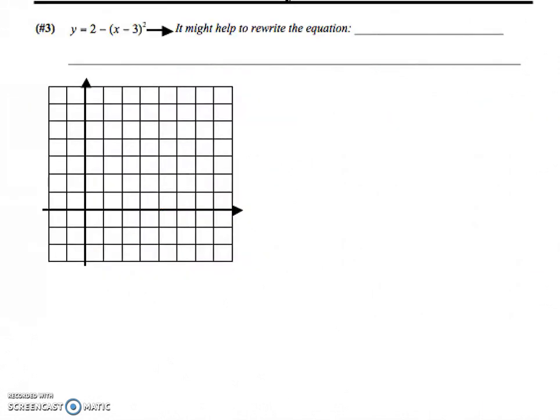The last example in this question is a really important one. And it says right here, it might help to rewrite the equation. So notice, first of all, that this kind of looks goofy. Okay, I'm going to put y equals. That 2 in front is really a k value. So I've got a negative 1 out in front, and then I've got x minus 3 quantity squared, and then I'm going to put that plus 2 at the end.